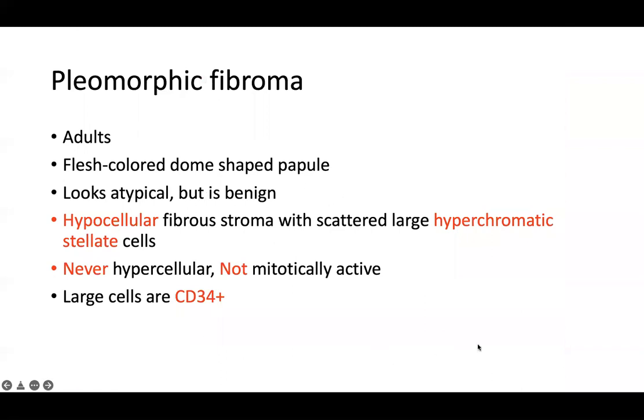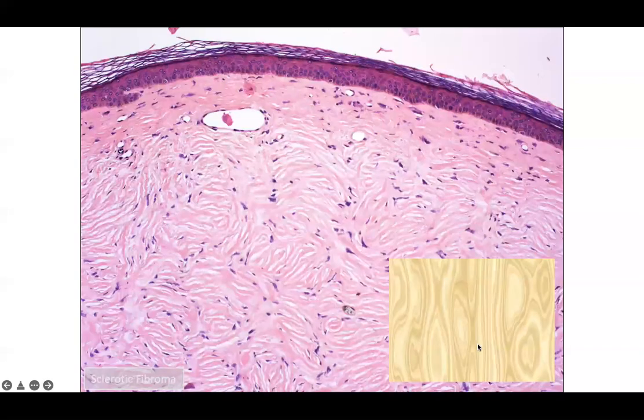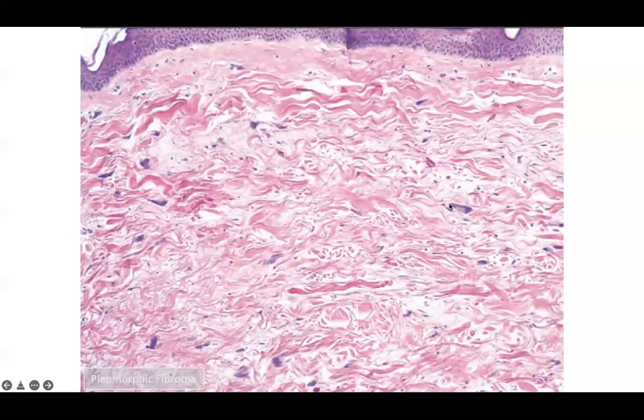They're pretty well circumscribed. Interestingly, these cells are positive for CD34. So if you had a high degree of suspicion clinically and histologically that you were dealing with a pleomorphic fibroma, you could do a CD34 and highlight these cells as being positive for CD34, and that would kind of cinch your diagnosis.